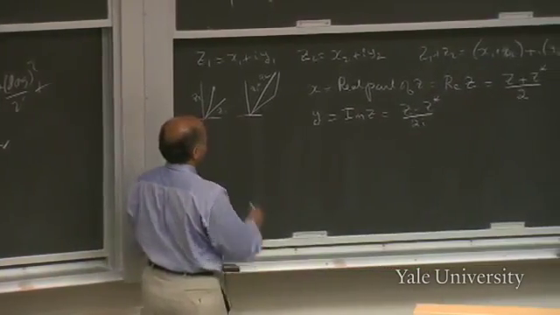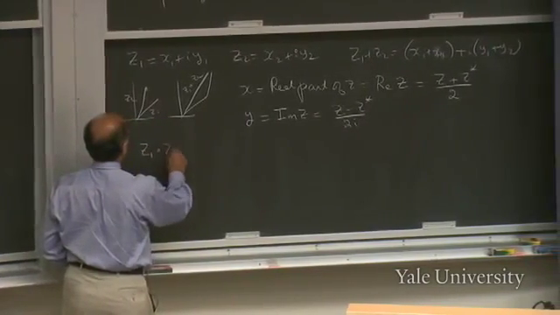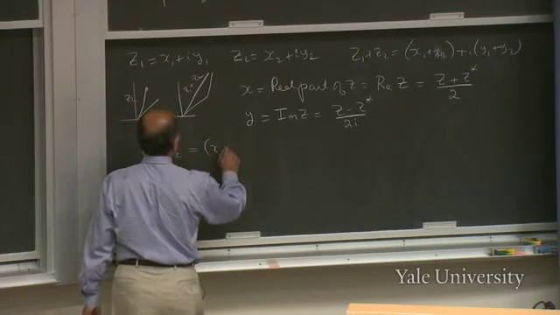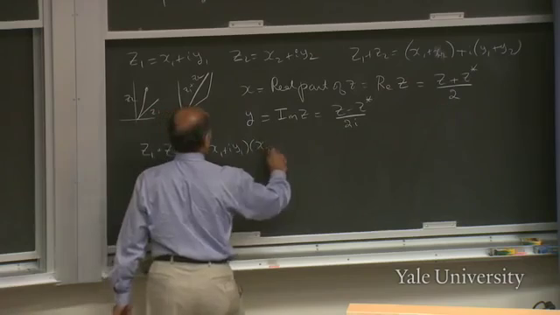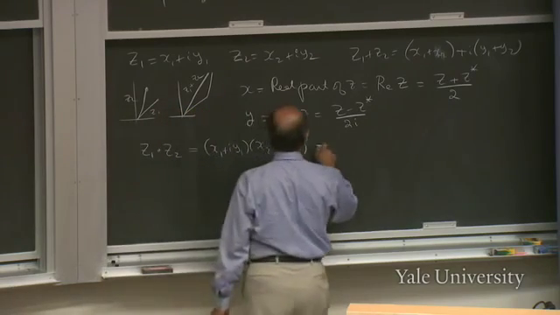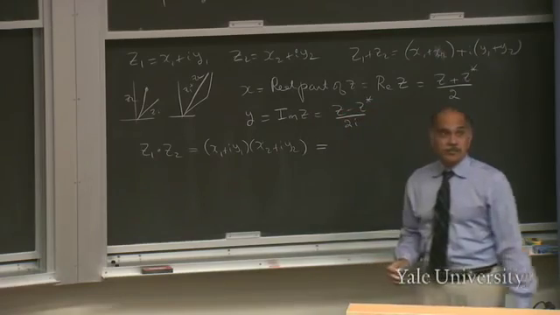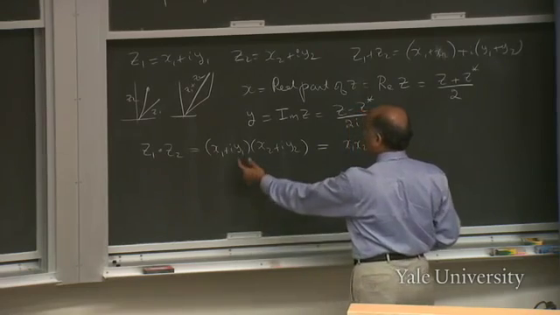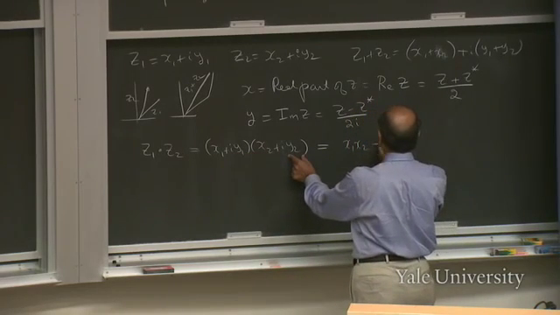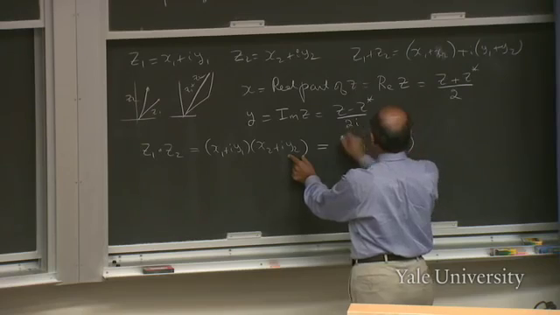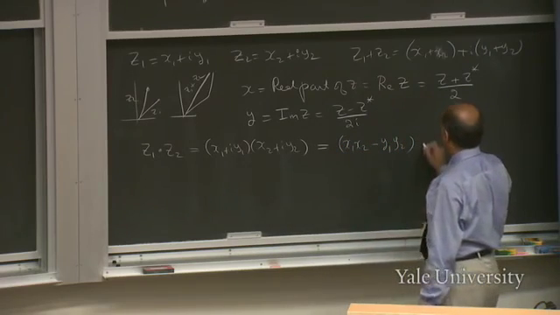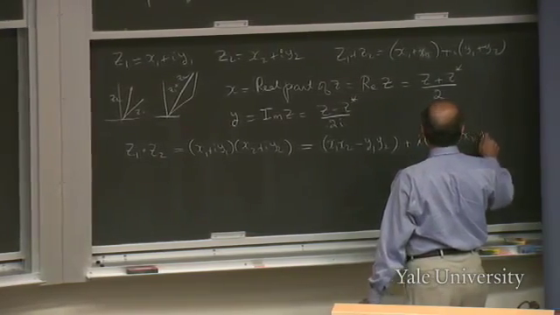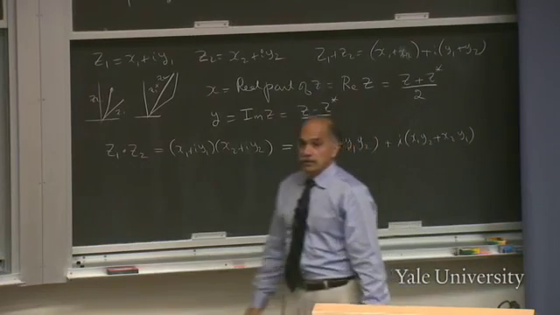Okay, the next question is, what is z1 times z2? Well, that's very easy to calculate. x1 plus iy1 times x2 plus iy2. Well, just open out the brackets and remember i squared is minus 1. That's all you've got to do. So that gives me x1 x2. Then let me multiply the iy1 times the iy2, and that gives me minus y1 y2, because i squared is minus 1, plus i times x1 y2 plus x2 y1. This is how we multiply two complex numbers.